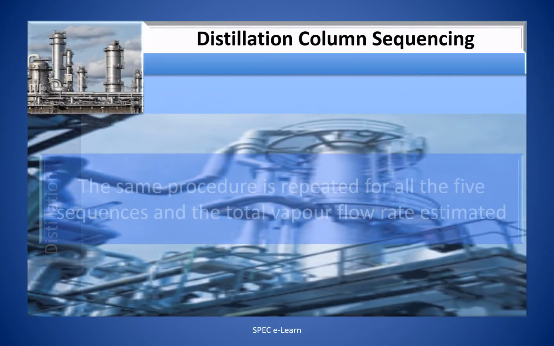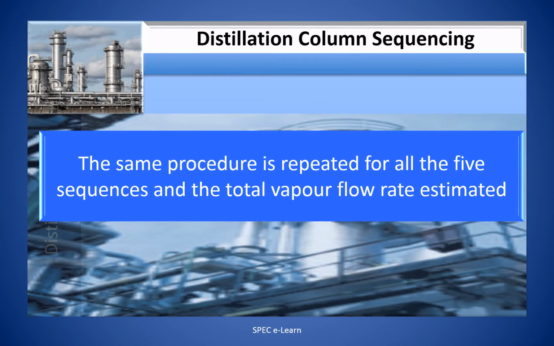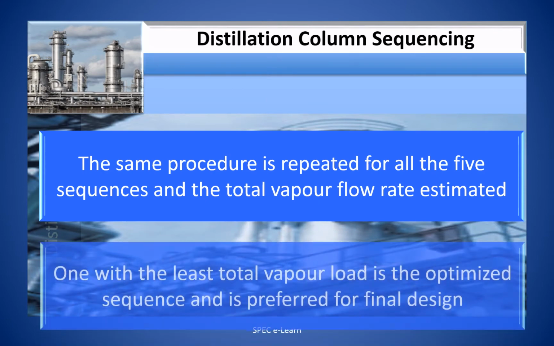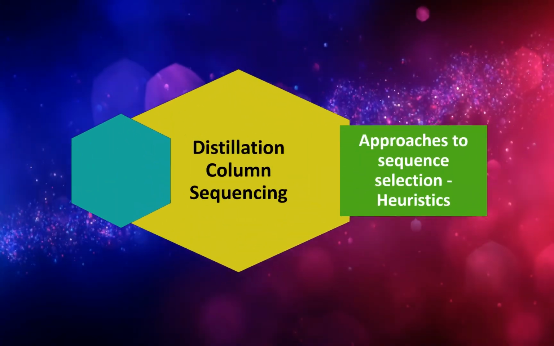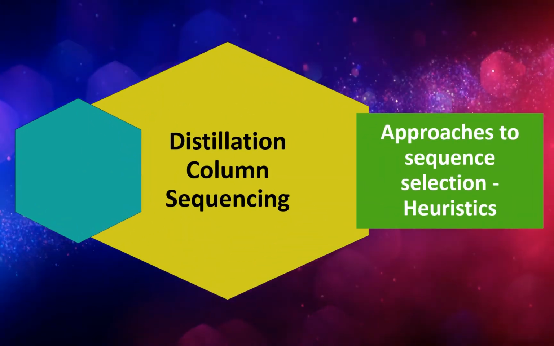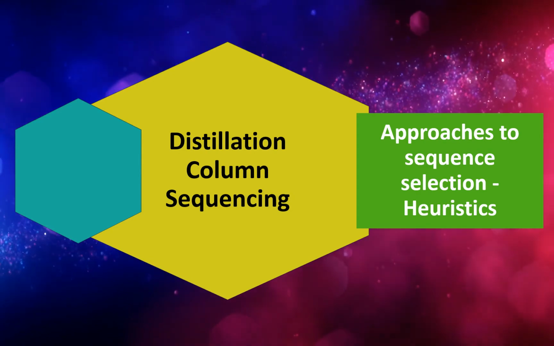The same procedure is repeated for all the 5 sequences and the total vapor flow rate estimated. The one with the least total vapor load is the optimized sequence and is preferred for final design. Approaches to sequence selection: heuristics.